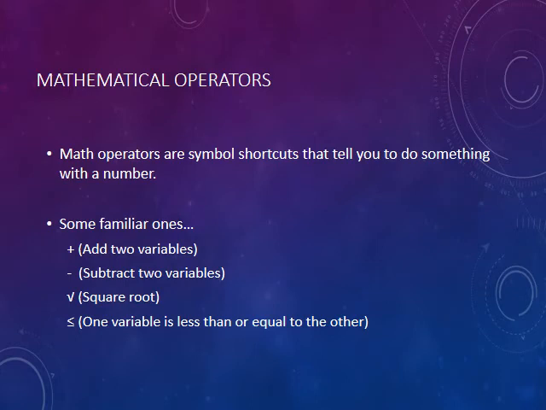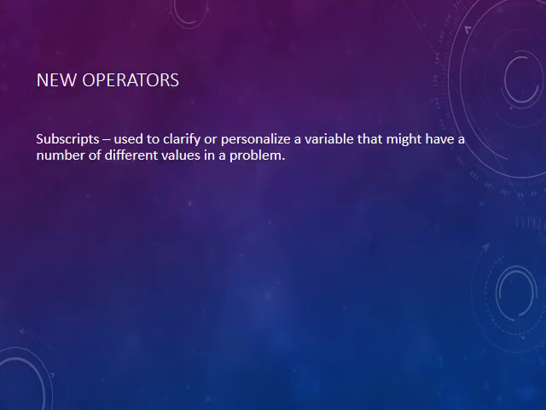The plus sign tells you to add two numbers, minus sign tells you to subtract them, square root, that less than or equal to sign. You've seen those before, and you'll probably see those throughout this class. But there's some new ones as well. So one of the new things that you'll often see on a variable is a subscript. This is used to clarify or personalize a variable that might have a number of different values in a problem.